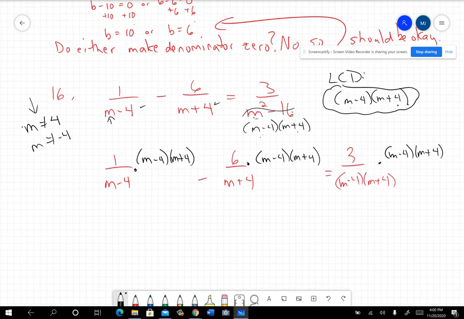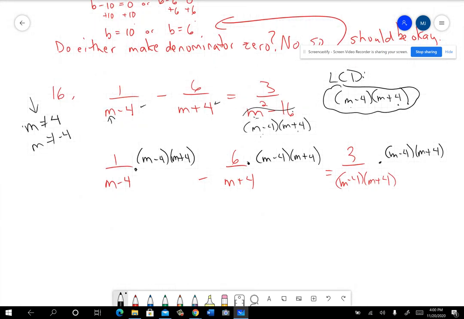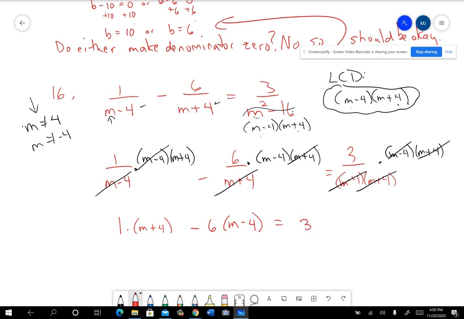All right, so here's why we did it, because it's going to knock out all the denominators. Here the m minus 4s go. Here the m plus 4 would go. Here the m minus 4 and the m plus 4 would go. And so the original problem is now just going to be 1 times the m plus 4 minus 6 times the m minus 4 equals just 3.